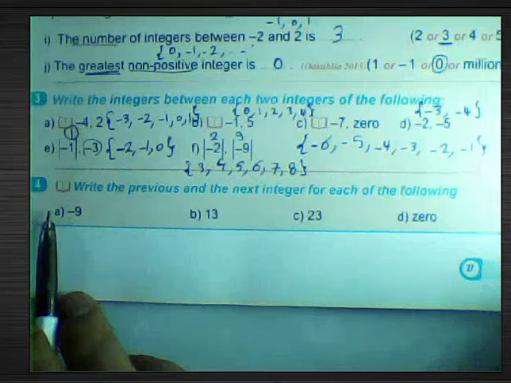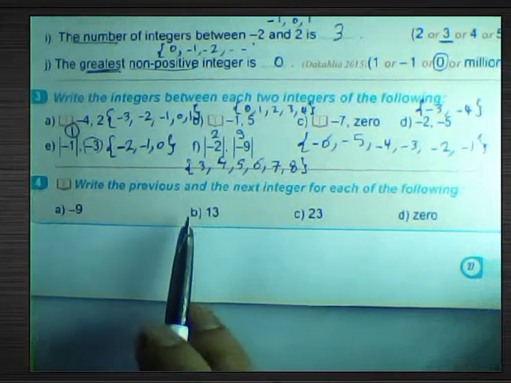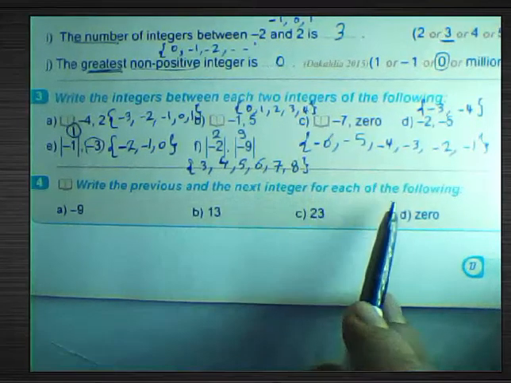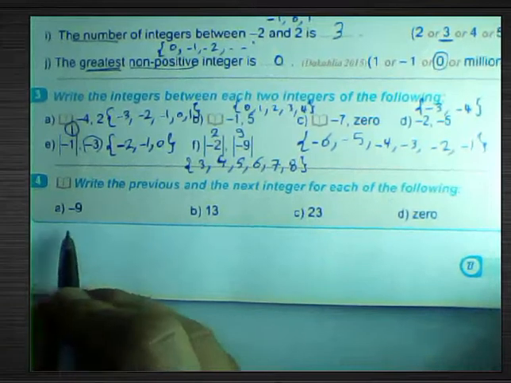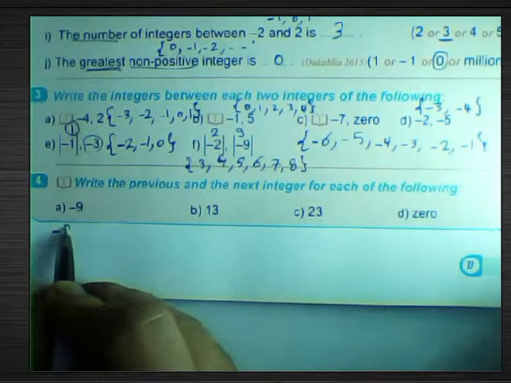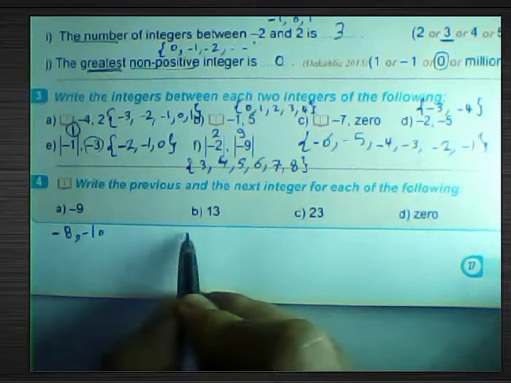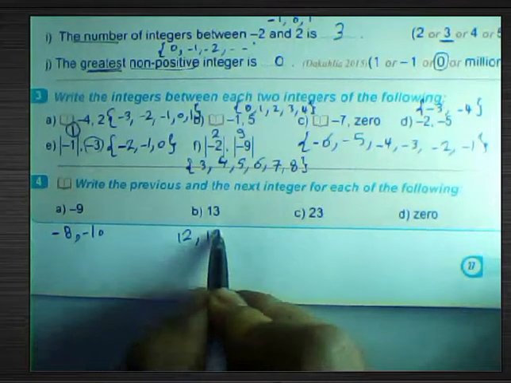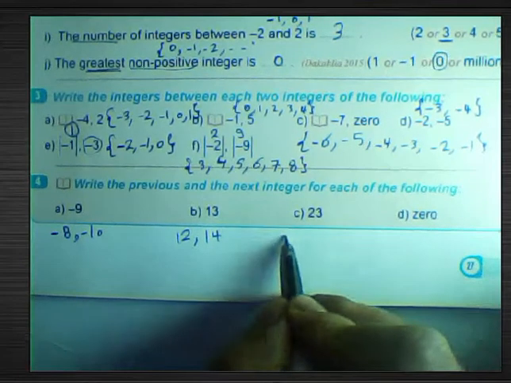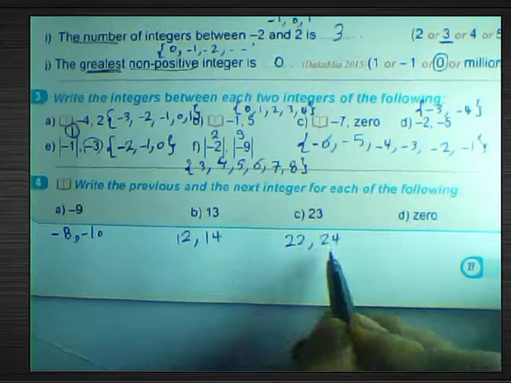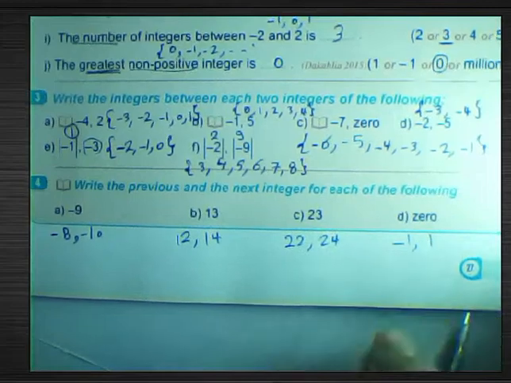Question 4. Write the previous and the next integer for each of the following. Negative 9 lies between negative 8 and negative 10. 13 lies between 12 and 14. 23 lies between 22 and 24. 0 lies between negative 1 and 1.